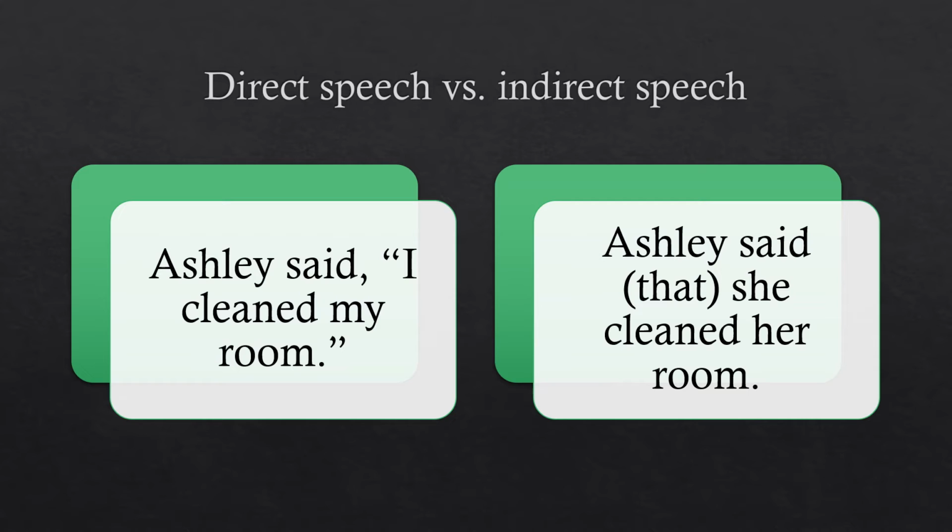Now take a look at the other sentence. Ashley said that she cleaned her room. This is an example of indirect speech. Indirect speech does not use quotation marks and often doesn't report the exact words that were spoken. Additionally, indirect speech in English is sometimes introduced by the word that.